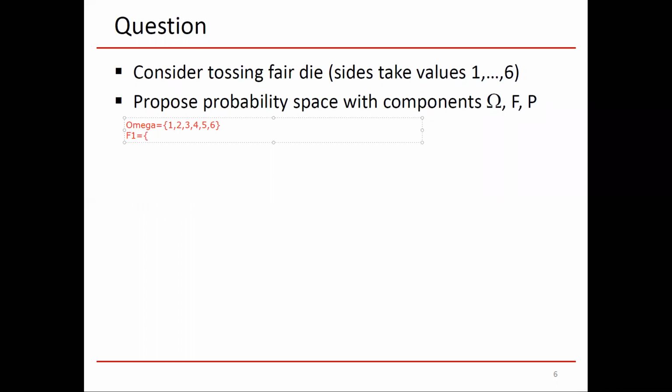F1 would be a very, very simple field. It would only contain two different events, the empty event and omega itself. P1, probability space number 1, corresponds to F1, field number 1, and P1 is a function from 0 to 1 that assigns probabilities to the two events in F1. So it makes sense that the probability of the empty set is 0, and the probability of omega is always 1, and that's it.